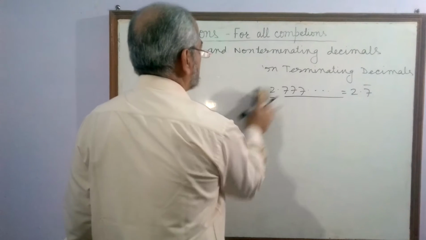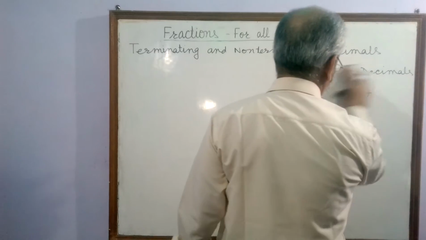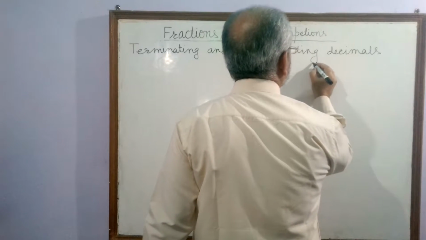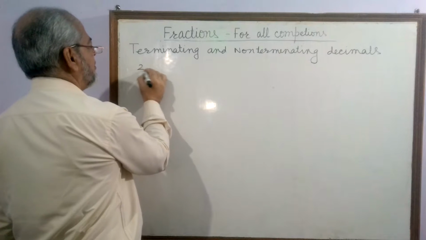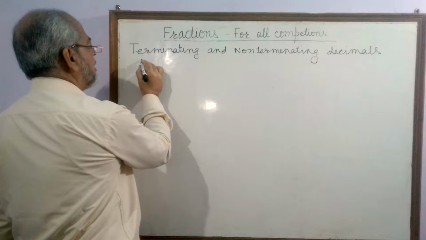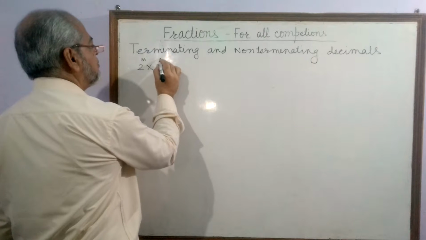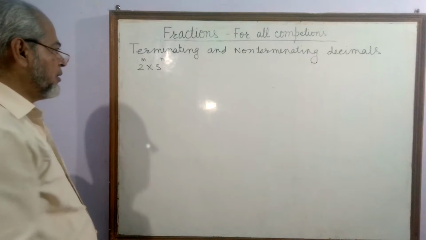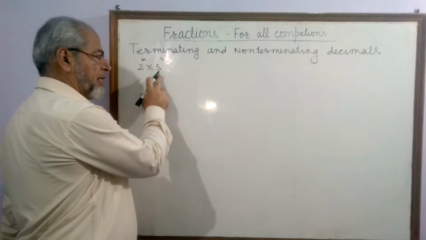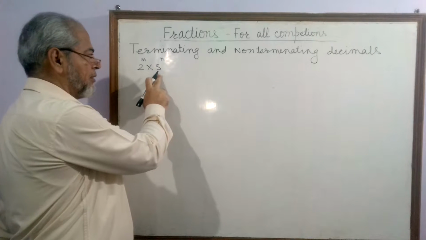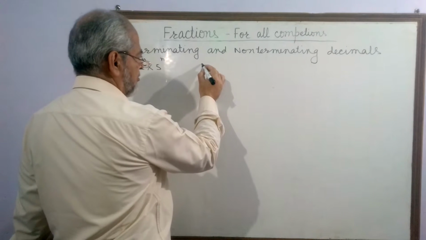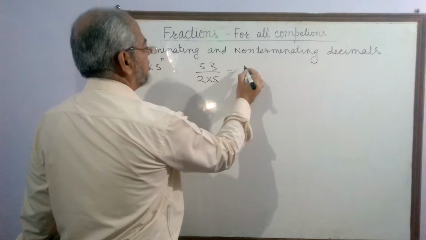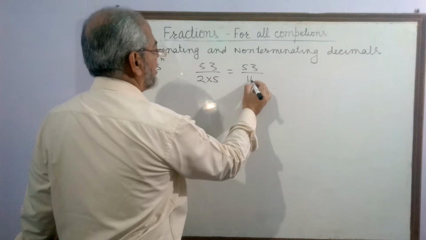So this was non-terminating, and the terminating is very common phenomena which you might have seen several times when you divide something with some number, except 2 and 5. If you get a denominator of this form, 2 to the power n into 5 to the power n, if the denominator is this type, then it will be terminating. For example, 53 divided by 2 into 5. So this is equal to 53 divided by 10.